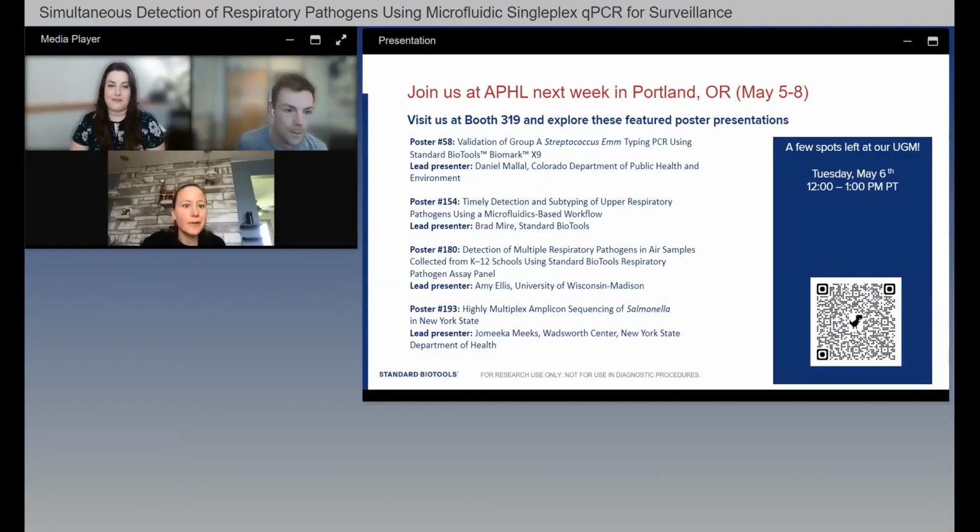Okay, thank you. All of ours have been pre-developed assays as well that we've adapted for air samples. So, those have all been probe-based.